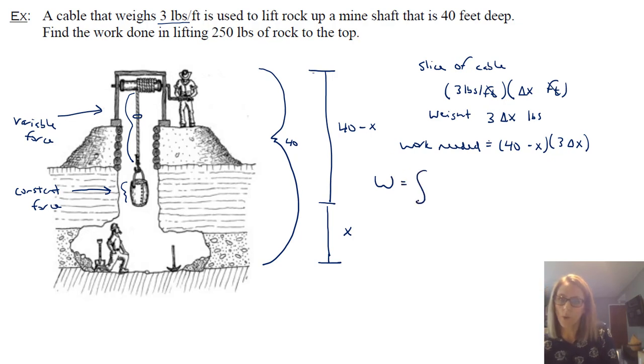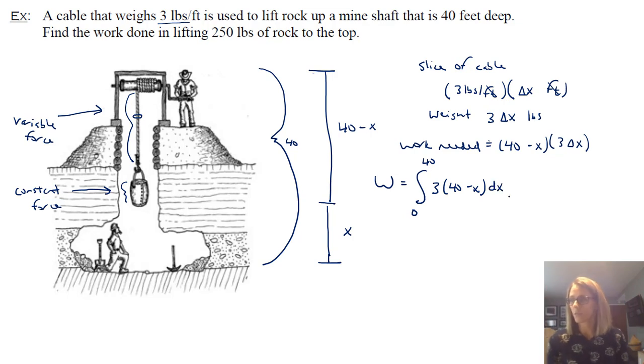So you want to think about the fact that this rock is going from the bottom up to 40 feet. What we're doing here takes into account the fact that some of the cable is already almost at the top and some of the cable is almost at the bottom. But to do the whole thing, we're going to go from 0 to 40. So that's lifting up the 40 feet. And then we can put in what we've created here, 3 times 40 minus x, the work needed. And then instead of delta x, I'll have dx.